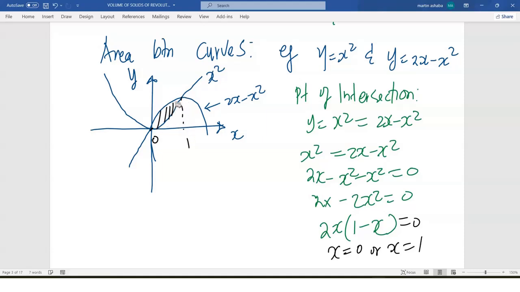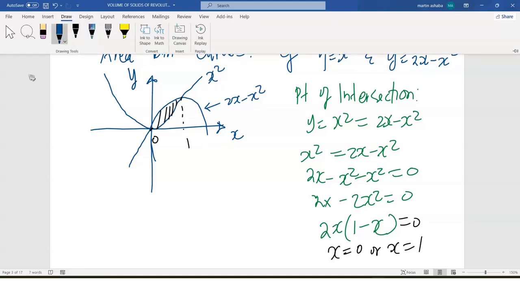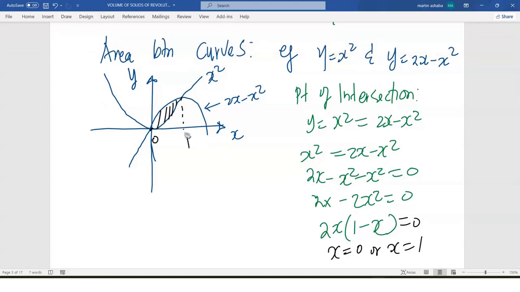So the area in between here is the one I'm interested in. But how do I reach there? That means I will first need to integrate this curve between 0 and 1 to get the area between the x-axis and the curve 2x minus x squared. Later on, I also integrate the x squared curve between 0 and 1 to get the area bounded between this curve and the x-axis.